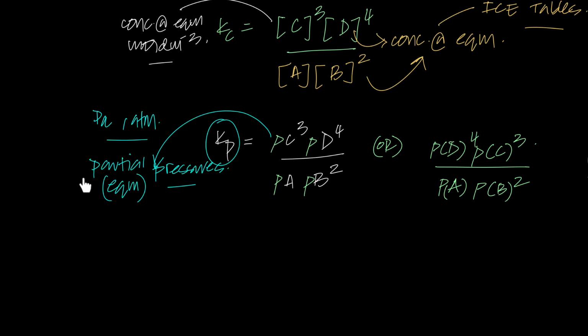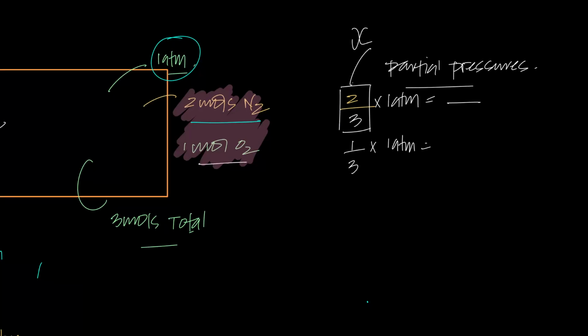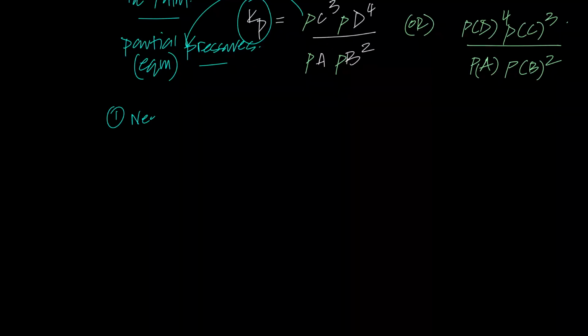And in order to reach the partial pressures at equilibrium, how do you calculate partial pressures? Fun fact, how do you calculate partial pressures? Sir, you take the moles divided by the total moles and multiplied by the total pressure, right? This is how you calculate partial pressures. So if you were to calculate the partial pressures at equilibrium, how would you do that? You would need the moles at equilibrium, wouldn't you?